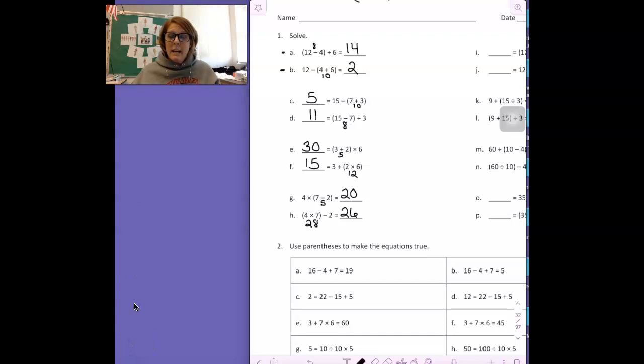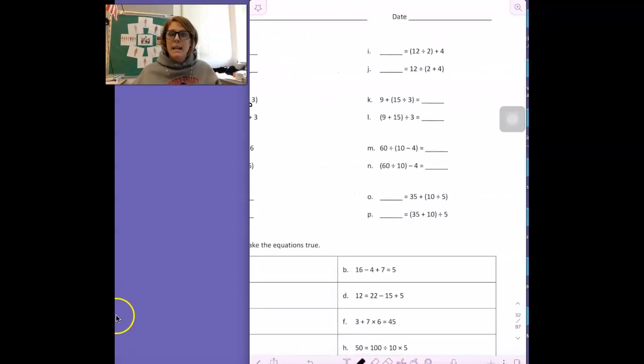Welcome back. Take a look at letters G and H. You notice 7 minus 2 is 5, so 4 times 5 is 20, and 4 times 7 simplifies to 28. 28 minus 2 is 26. Let's do the same thing for I and J, K and L. So I want you to solve I and J, K and L, and then come on back to check your answers. Welcome back. Go ahead and check your work for letters I and J, K and L. And if you did not get them correct, please write down the correct work.